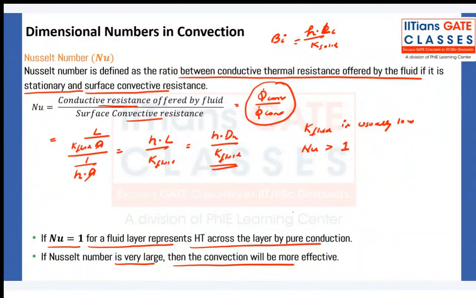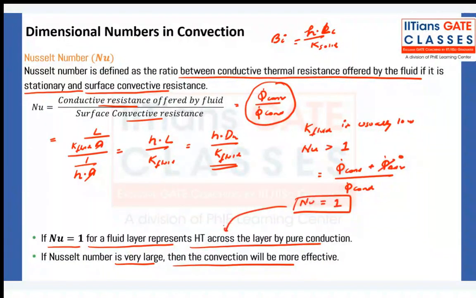that simply means that Q dot convection is what? Q dot conduction plus Q dot advection. I hope you remember this, I have told you this. So advection is basically 0 and conduction will get cancelled. Nusselt number will be equal to 1. That simply means the heat transfer is happening because of conduction. Convection is equal to conduction plus advection.